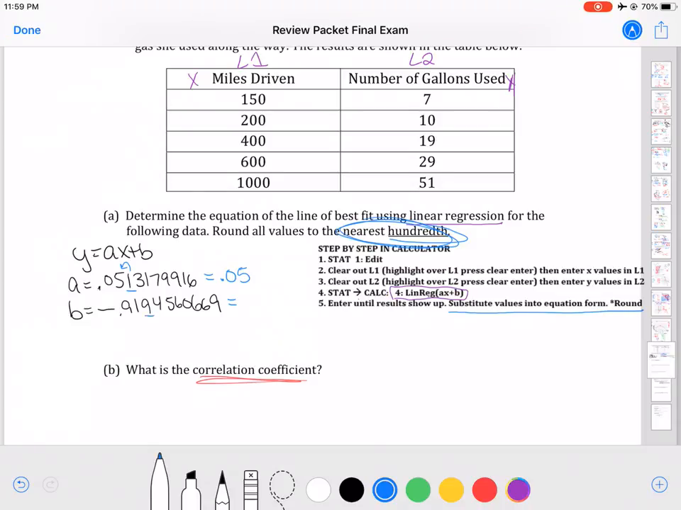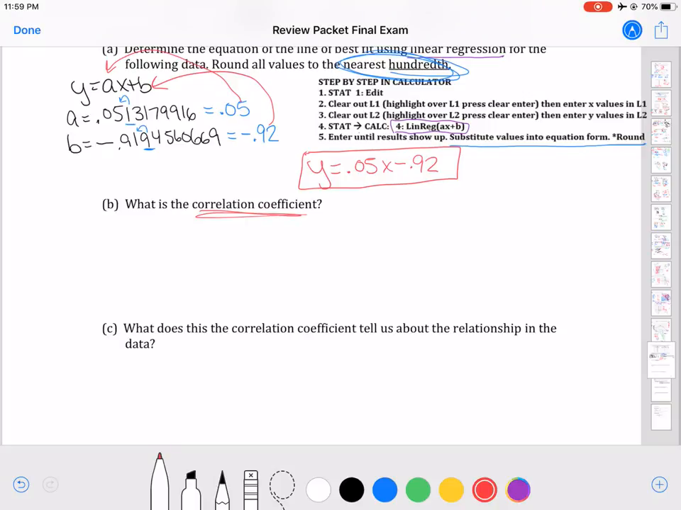For B, I also need 2 places after the decimal point. I look at that third digit, which is a 9. That 9 bumps that 1 up to a 2, so this is going to be negative 0.92. Now that I know what A and B are, I can plug them in for A and B in the format that the calculator gave for my final answer. So the y equals carries over, 0.05 gets plugged in for A, the x comes down, and then minus 0.92 comes down as well, and that is your final answer for part A.